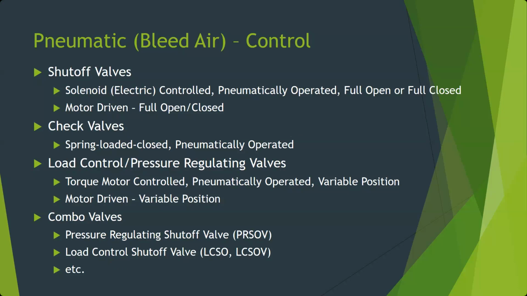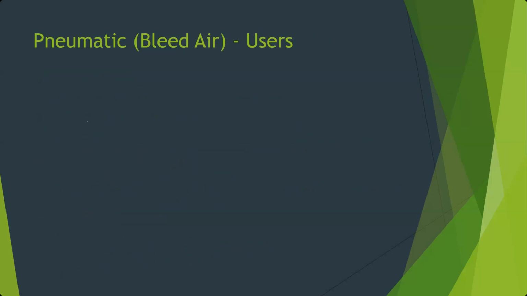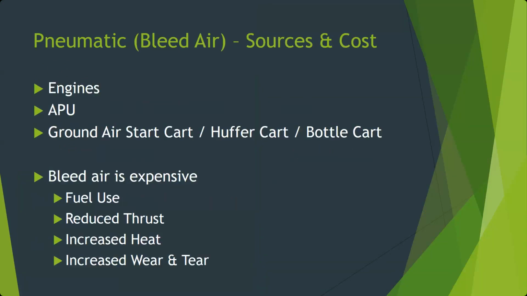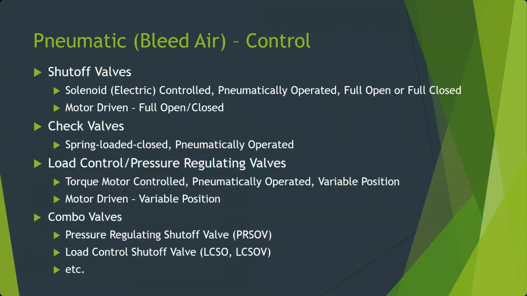There's all kinds of different ones too. You'll see different names, so LCSOV, LCSO. You saw some of these here. NAPRSOV, pressure regulating shutoff valve. I don't remember what NA means on it. You can see they just added more and more letters and acronyms. I'd have to go back and double check what that stands for. So that's kind of those combo valves.